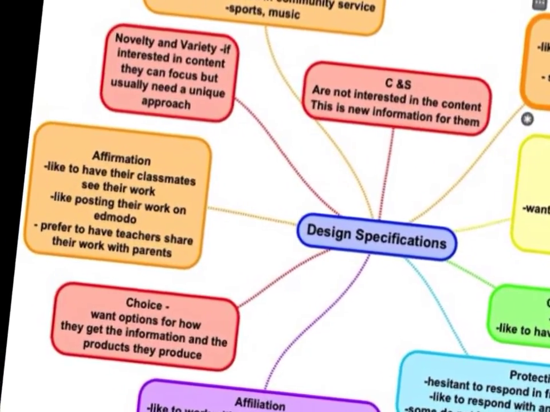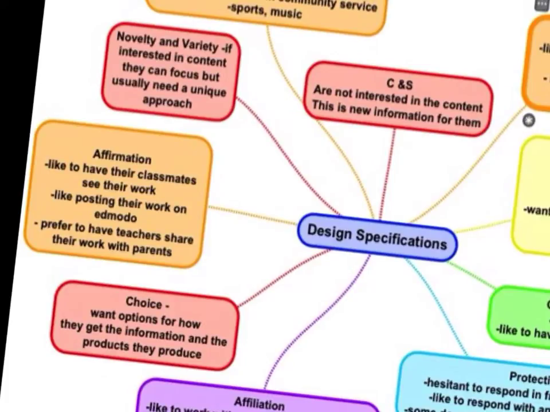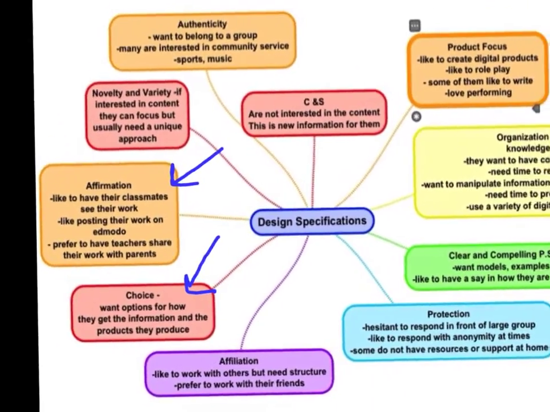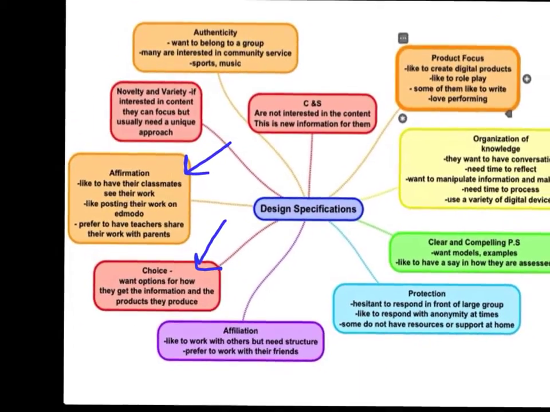Because if I know that students like to have their classmates see their work, then what kinds of things could I do so that can happen? If I know that kids want choice, they want options in how they get information and the products they produce, then what options might I give them? Because if I attend to these things, I have a better chance of my students engaging in the work.